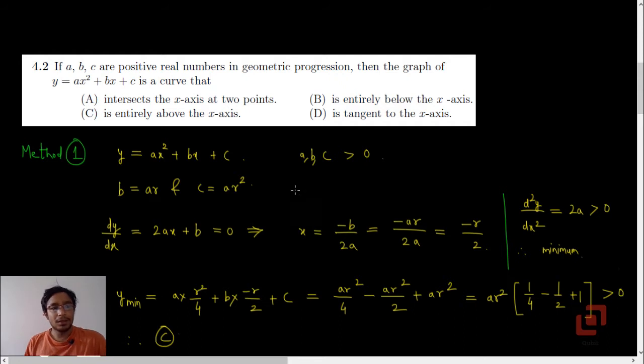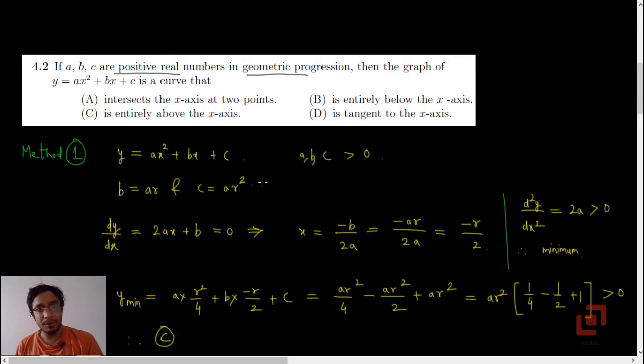Yes, now 4.2 is a question based on the applications of derivatives and geometric progressions. Okay, so let's read it. 4.2: if a, b, c are positive real numbers in GP, then the graph of y equal to ax squared plus bx plus c is a curve that intersects the x-axis at 2 points, is entirely below the x-axis, is entirely above the x-axis, or is tangent to the x-axis.